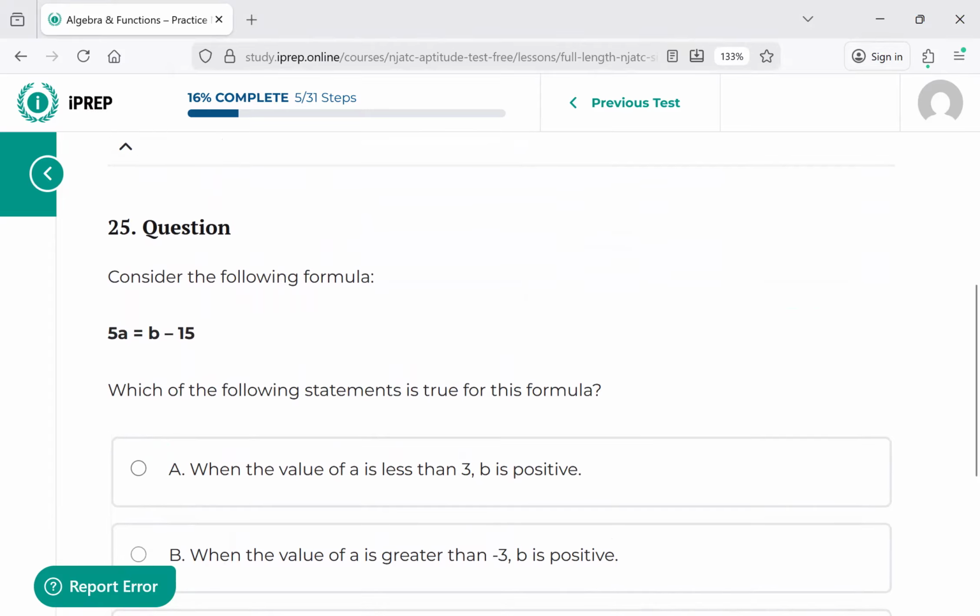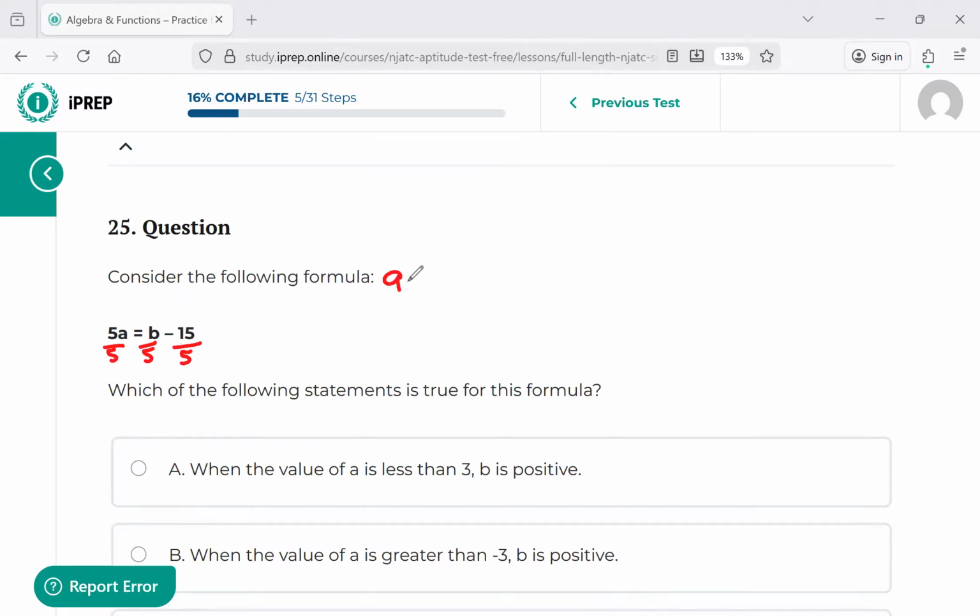25. Consider the following formula: 5a equals b minus 15. Which of the following is true? This one, I do believe we just have to graph it. There's no other way out. If you try plugging in these values, some of these might be partially true, so you just have to graph it. So what I'm going to do is get a by itself, sorry. I'm going to divide everything by 5.